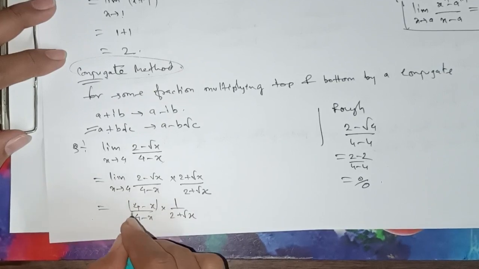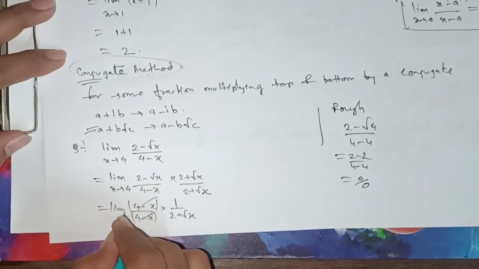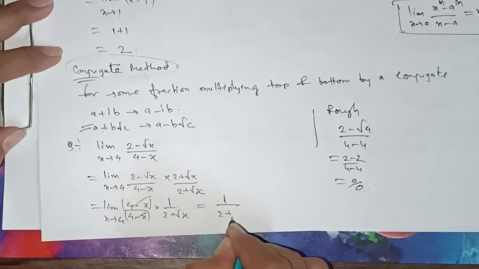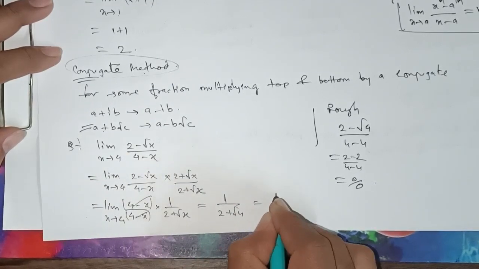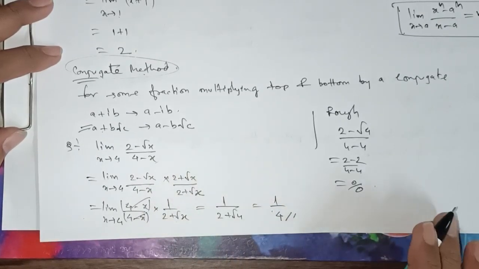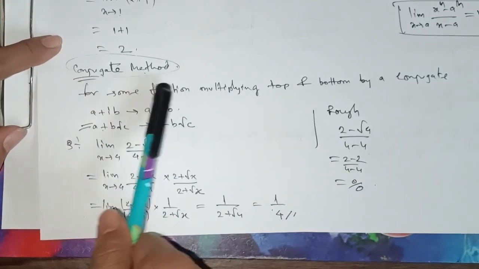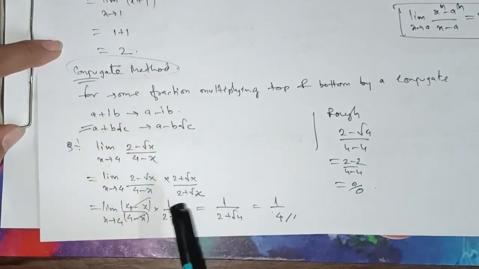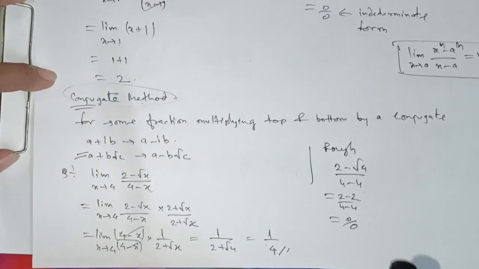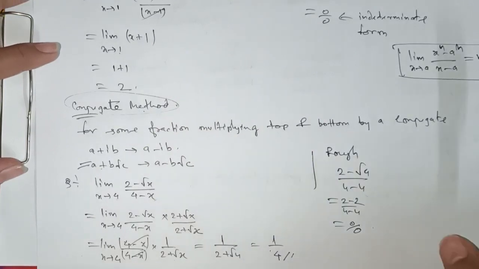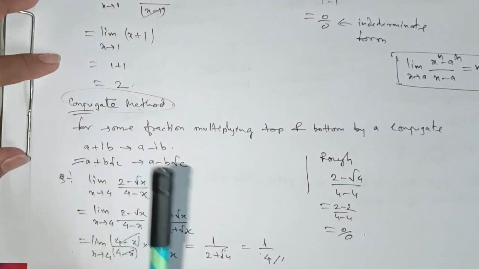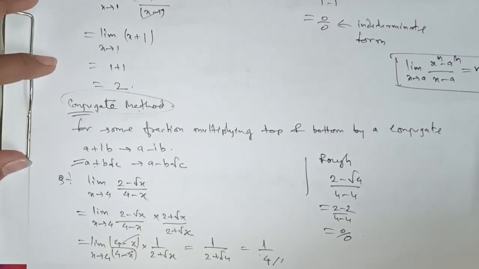These two parts cancel each other, and now we can substitute the value. If we substitute, 2 plus root 4 gives us 1 by 2 plus 2, that is 1 by 4. That is our answer. That's why you use the conjugate method, not rationalizing, as we are multiplying the top and bottom here. Generally it's an expression, so we don't say rationalizing for the numerator. I hope it is clear to all of you.